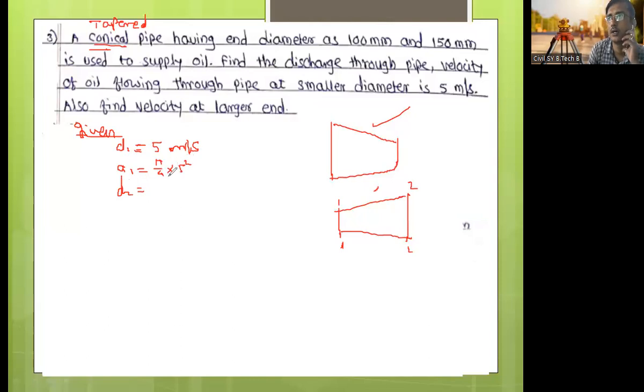Is D2 given here? What do we have to find? Find the discharge. Both D1 and D2 are given. This is not D, this is velocity, 5 meter per second. D1 is 100 mm, sir. So here we can write 0.1 meter. D2 is equal to 150, the largest diameter is 150 mm, so 0.15 meter. You can find out A2 in meter square.